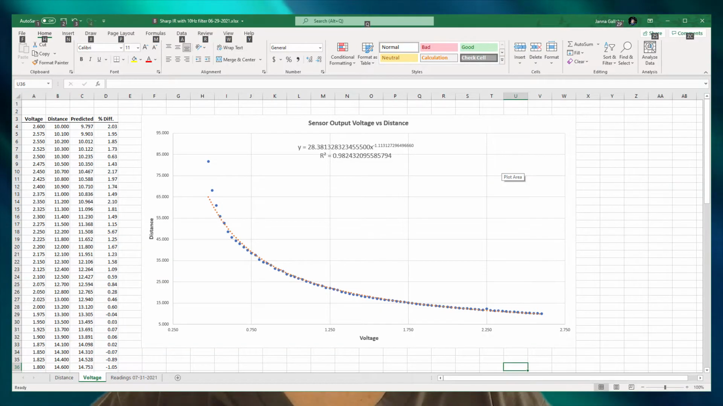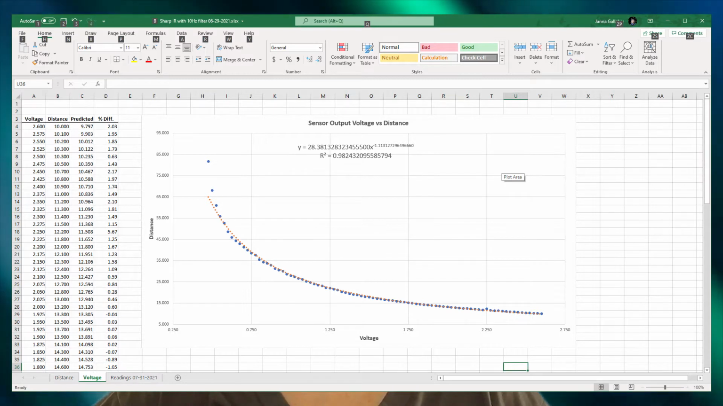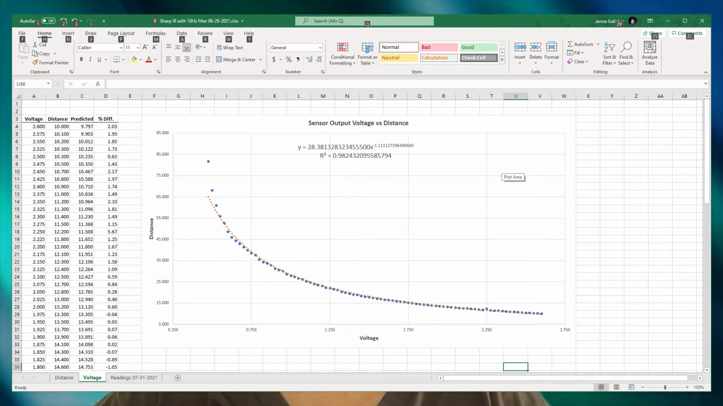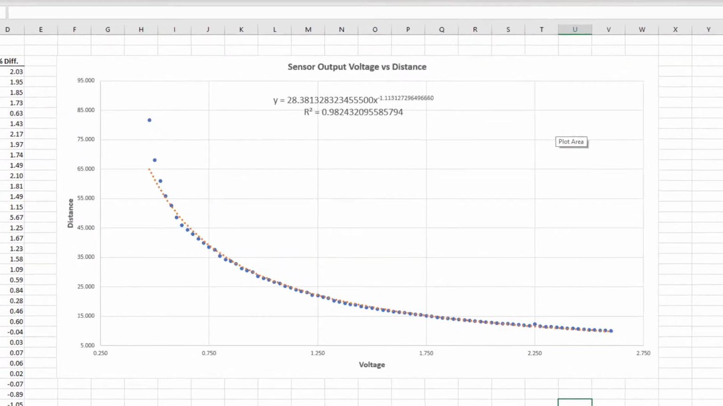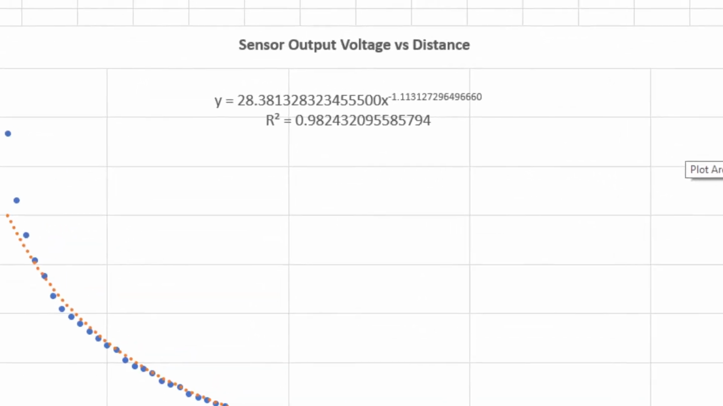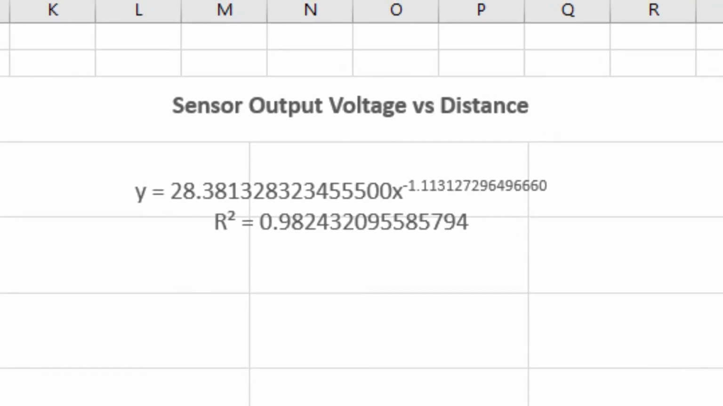I made an Excel spreadsheet where I entered data from the experiment in the first two columns. The independent variable in the first column was the output voltage, and the dependent variable in the second column was the distance. I took distance measurements at 1/4 volt increments over the entire 10 to 80 centimeter range. I plotted this data on the Excel spreadsheet and then used the trendline feature in Excel to have it generate the equation for the curve.